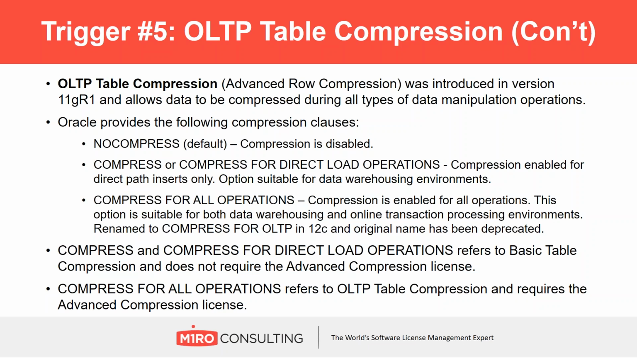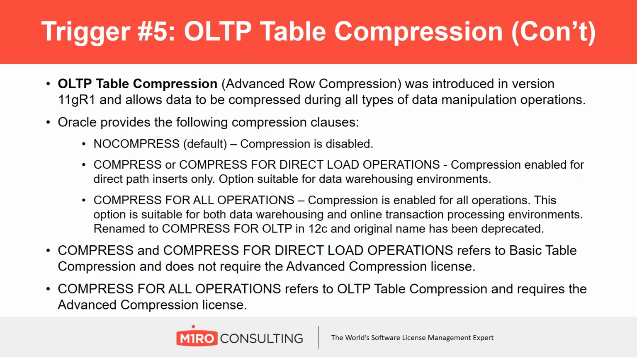So obviously, if you say NOCOMPRESS, which is the default option, there's no compression enabled. So basically, compression is disabled. If you use COMPRESS or COMPRESS FOR DIRECT_LOAD OPERATIONS, essentially either option does the same exact thing, and that's enabled for direct path insert only. This option is more suitable for data warehousing environments. If you use COMPRESS FOR ALL OPERATIONS, that basically enables compression for all operations, and it's suited for both data warehousing and online transaction processing environments.